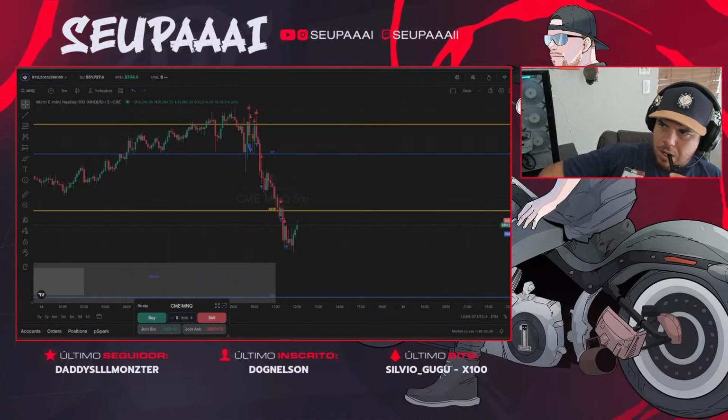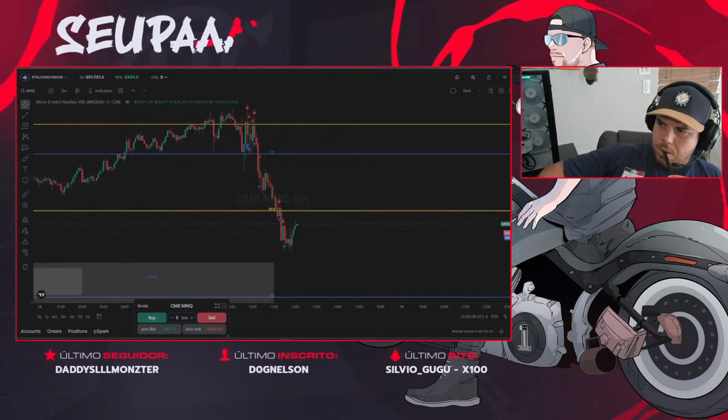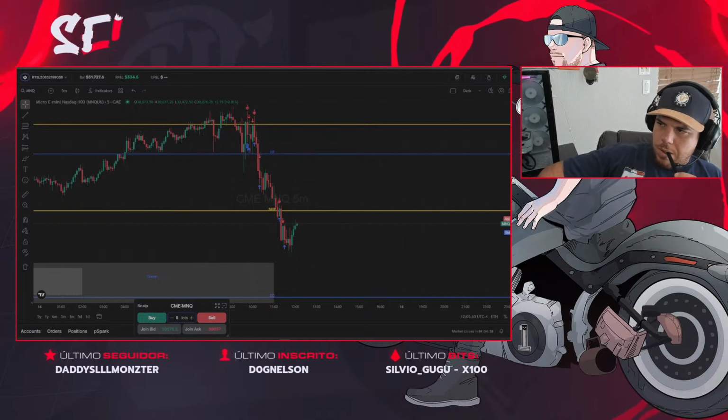IB low broke, so I'm looking for shorts on gold. Rejection of IB high currently happening. Yeah, I like it. I don't hate it. Gold is kind of moving sideways, but I don't hate the idea.